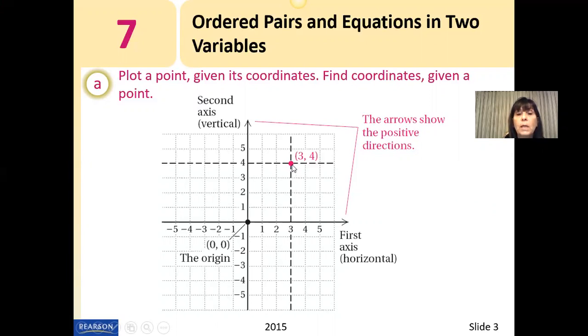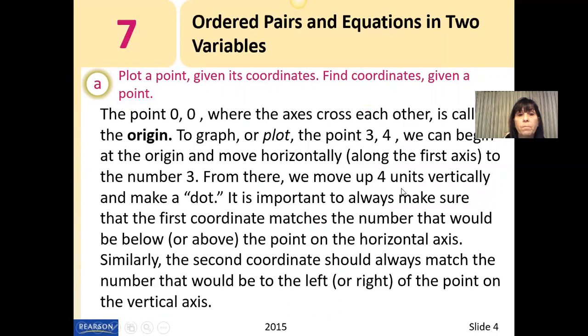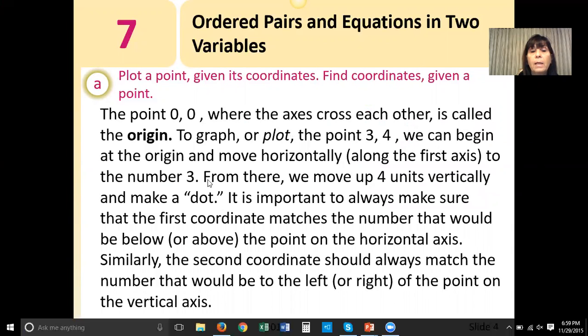And in order to indicate the point, I put a dot at the intersection where the 3 and the 4 would be, and I label the point by using the 2 numbers separated by a comma and parentheses around both of them. When I want to plot any point again, this is the instruction. So again, I take the 3, go horizontally to the right, and then 4 vertically up.